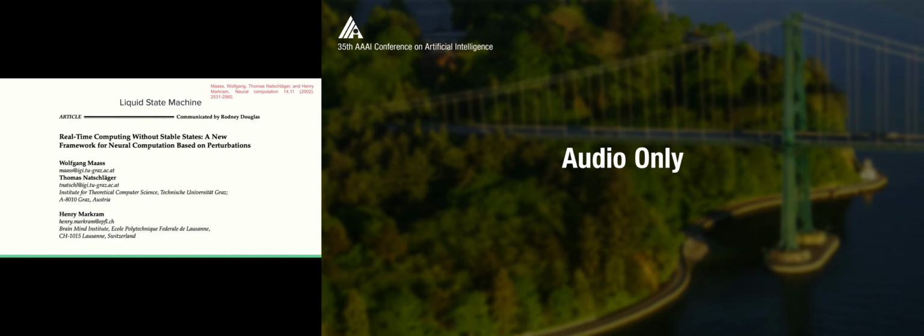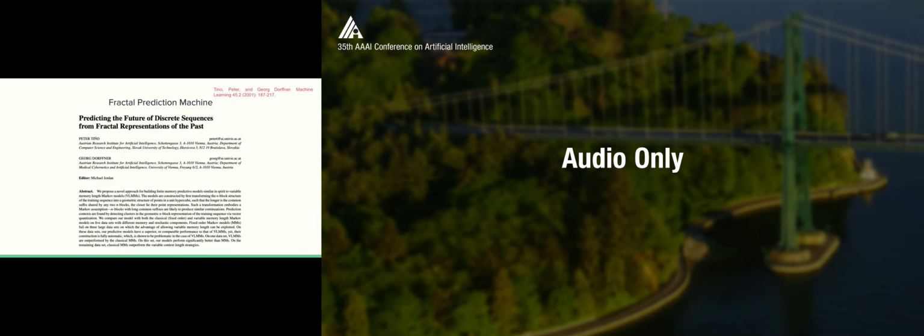Another popular approach is the liquid state machine that has been introduced by Maass and collaborators. In this case, the reservoir is called a liquid, and it is a layer of spiking neurons. And another approach that is perhaps a little less popular, but still in the same framework, is the fractal prediction machine by Peter Tino. This originates from the study of contractive iterated function systems.